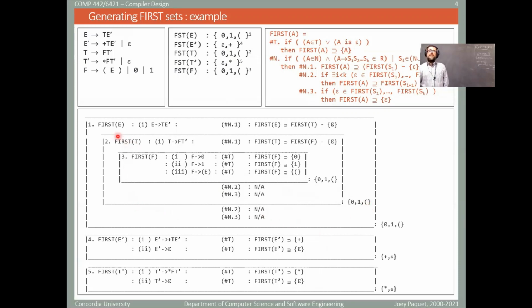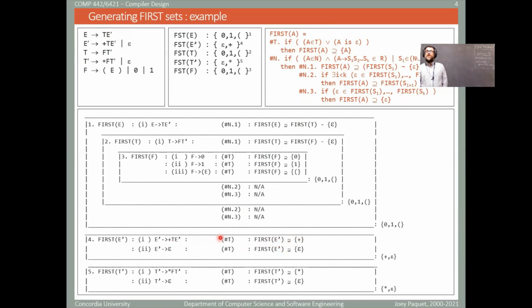So we have done first of E, first of T, and first of F. In determining first of E, we calculated first of T and first of F. So the only ones that remain are first of E prime and first of T prime. Let's do first of E prime. E prime is plus T E prime or epsilon. So let's expand them in order. We have E prime gives plus T E prime. What starts the right-hand side in the sequence is plus, so it's a terminal symbol. So we use this rule here, and we say plus is included in first of E prime.